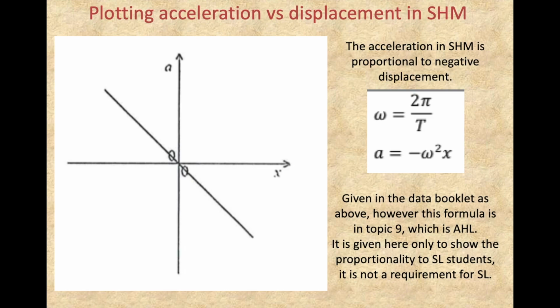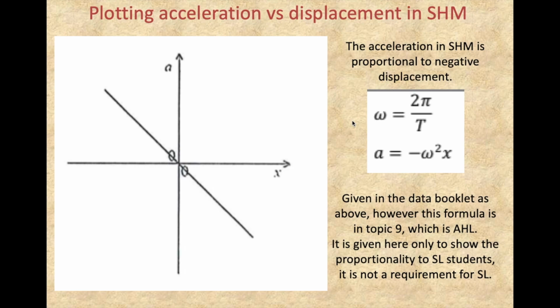So this is where we left off. We already saw that these formulas are in the data booklet in topic 9, and we explained that omega is 2 pi over T, as we learned in topic 6, which obviously still applies. And acceleration is equal to negative omega squared x. This defines simple harmonic motion. It basically says two things. Acceleration is directly proportional to the displacement function, and acceleration is in the negative direction of the displacement function.